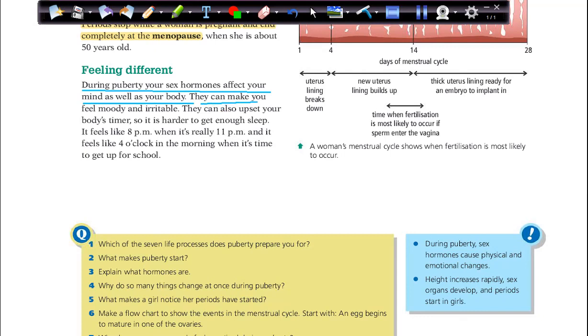They can make you feel moody and irritable. They can also upset your body's timer, so it's harder to get enough sleep. It feels like 8 p.m. when it's really 11 p.m., and it feels like 4 o'clock in the morning when it's time to get up for school.